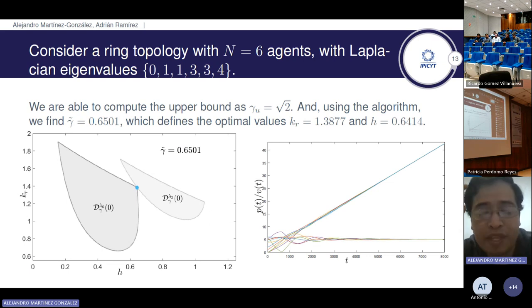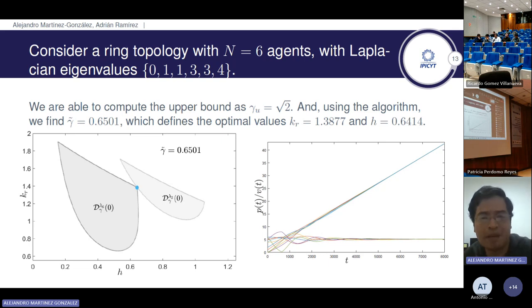Here we have a system of six agents given by a ring topology. With this, we can compute the eigenvalues needed for the factors. We can see here the first eigenvalue is zero, which is associated with the consensus state, and we have the five remaining factors. As we mentioned, the first factor and the last one determine the region of the system. We can see on the figure on the left that the region collapsed to one point. This is the maximal gamma.